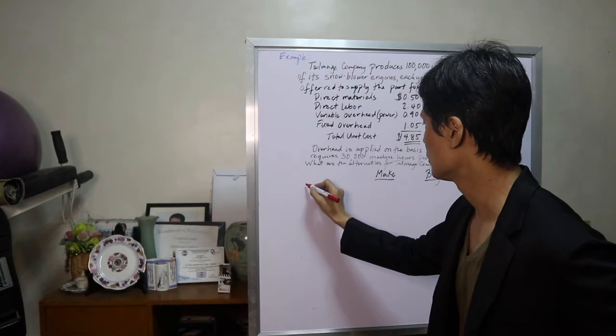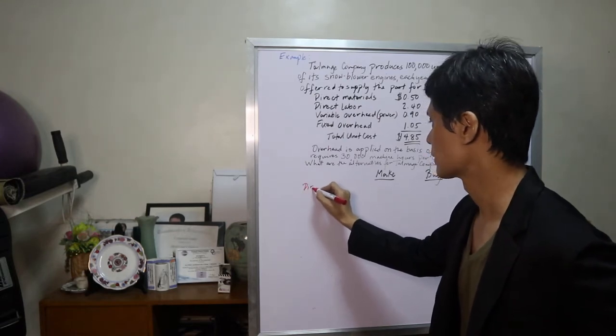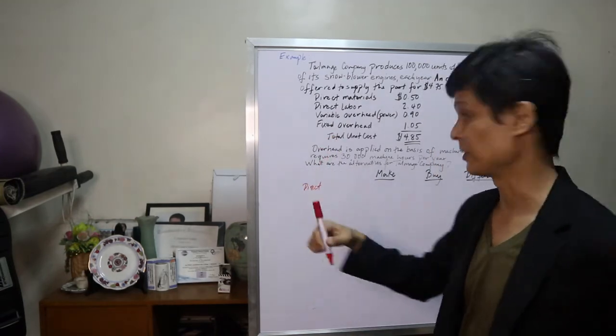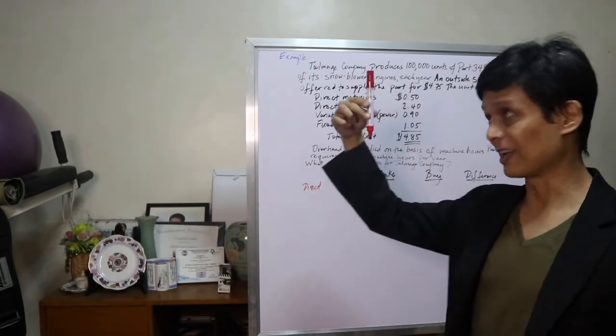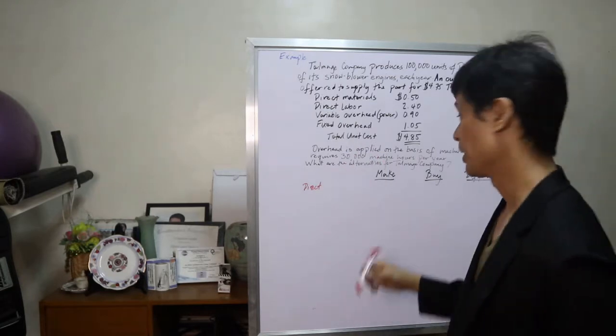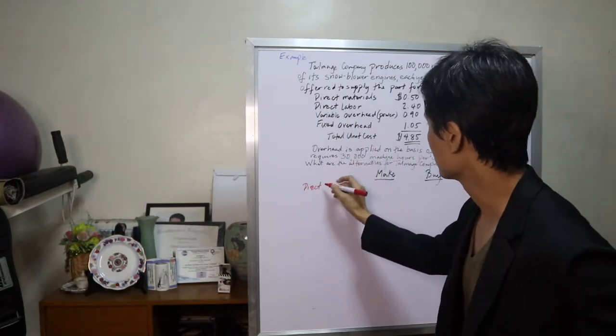So lalagay natin dito direct materials, no? Napapansin nyo, pula na yung pansulat ko, no? Naubusan na ng tinta yung black. So meron namang alternative, no? So it makes a difference. So this one's a direct material.